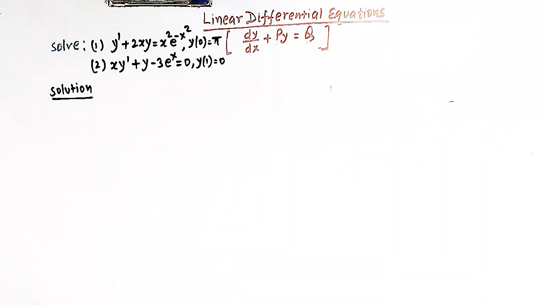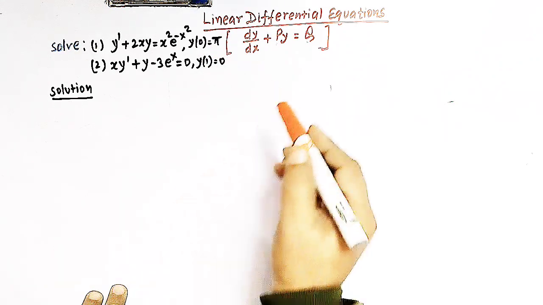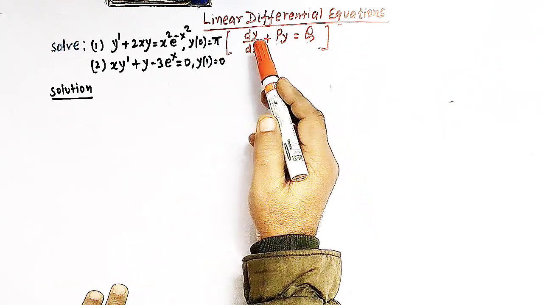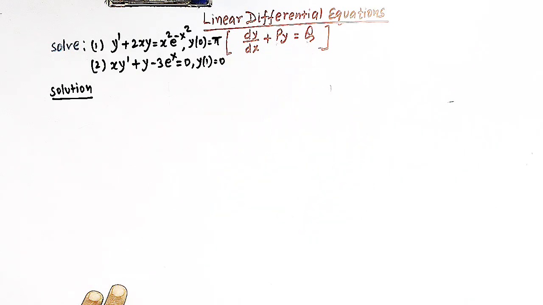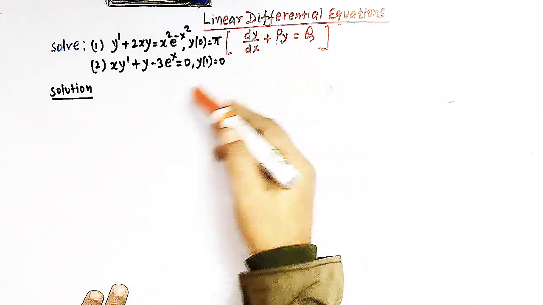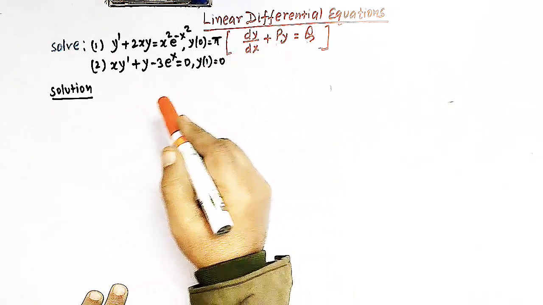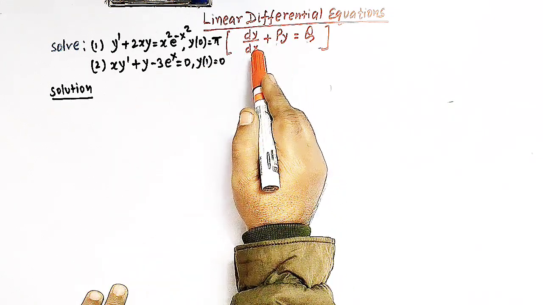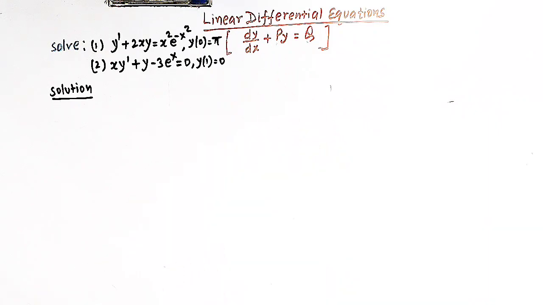Hello viewers, in today's session we are going to discuss two important problems related to linear differential equations of this type, that is dy over dx plus py is equal to q, right? So whenever we have a differential equation of this type, then this equation is known as a linear differential equation of first order and first degree, right? So the order and degree of this differential equation are both 1, right?